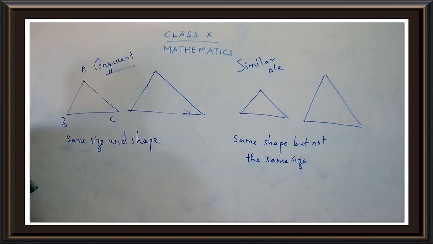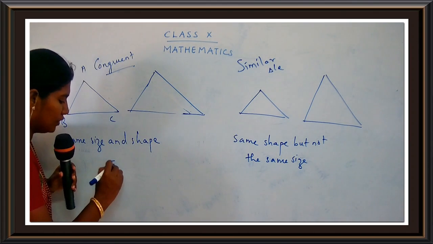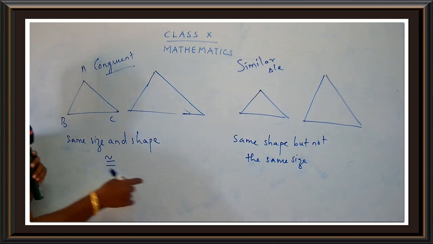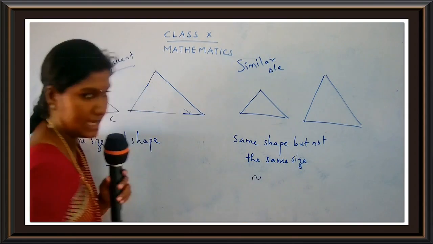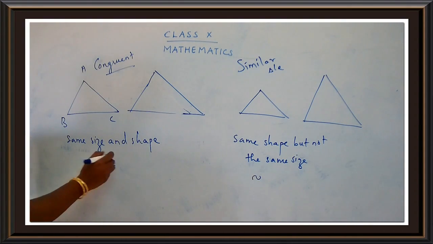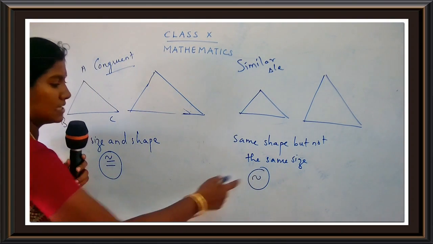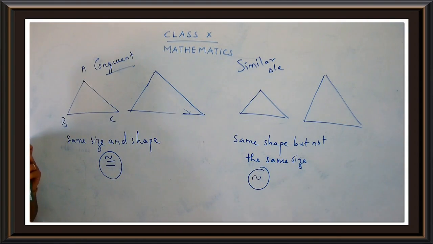One more thing over here: the symbol used for a congruent triangle is this. That is an equal to sign, and you have to write a sleeping S over it. And for similar, only a sleeping S. Okay children? This is how the congruent symbol is denoted, and this is how the similar symbol is denoted. I hope you are clear with this point.